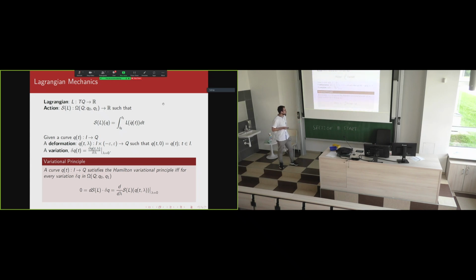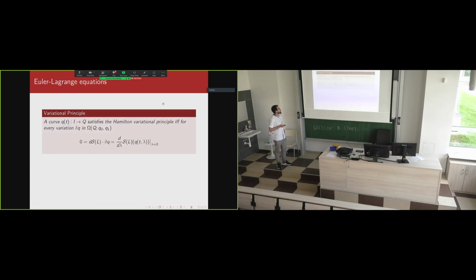So we have a variational principle that is going to state which are the curves that have physical relevance. So the Hamilton variational principle is going to say that these curves are those for which, for these free variations that we have here, they are an extremal of the action. Okay. And well, this variational principle is equivalent to the Euler-Lagrange equations that we all know.